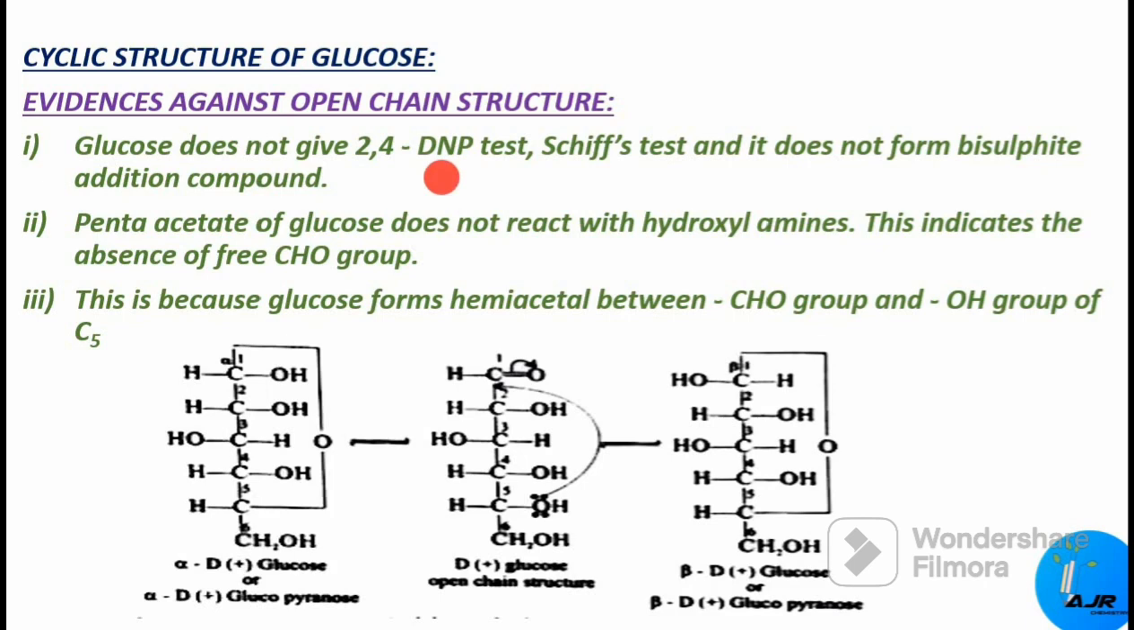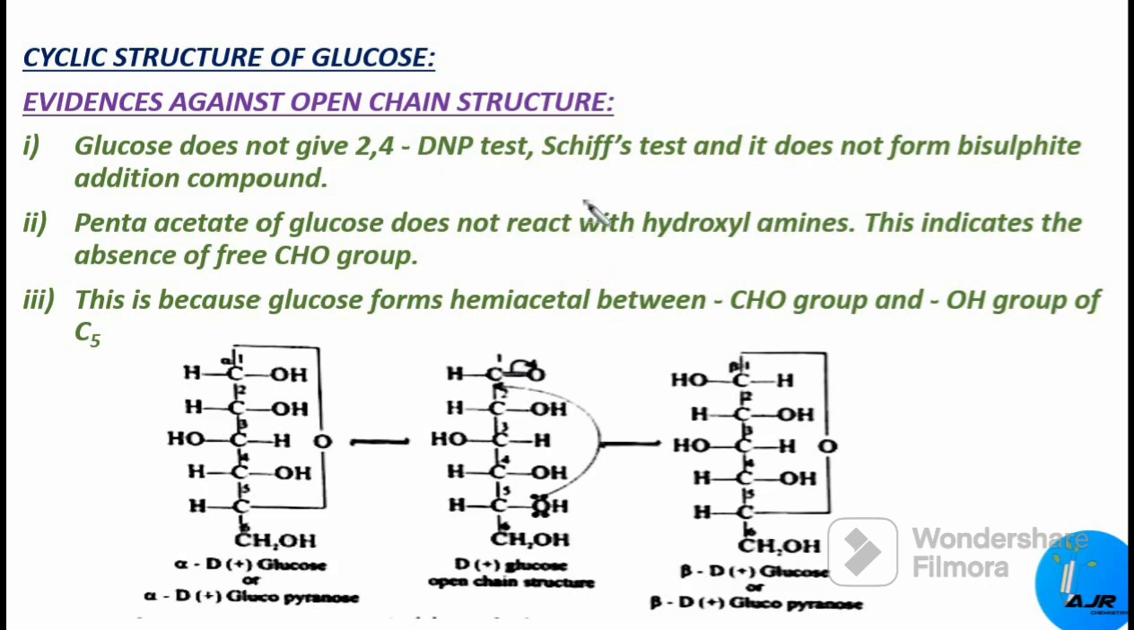A positive 2,4-DNP test means that your unknown contains either an aldehydic or a ketonic group. That means glucose should contain an aldehydic or a ketonic group if this shows a positive test. Actually, glucose is showing a negative result for this 2,4-DNP test. That shows that it does not have a free aldehydic group. Understood? The next one is the Schiff's test.